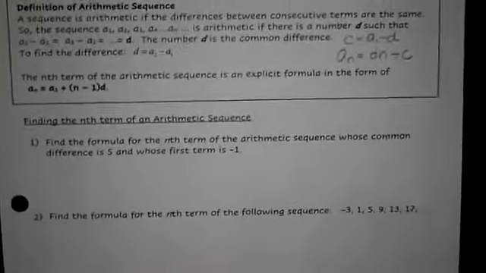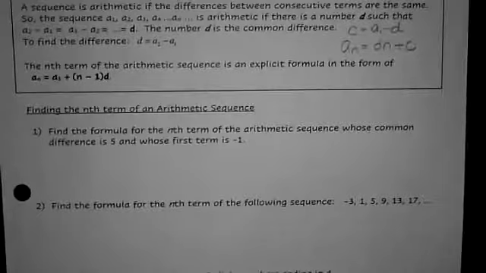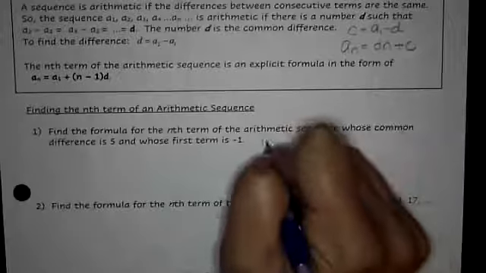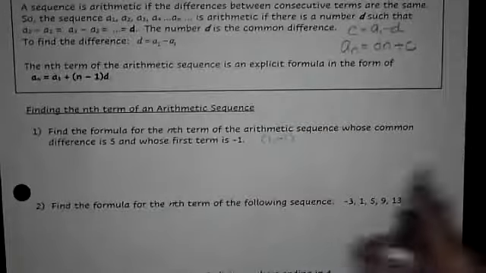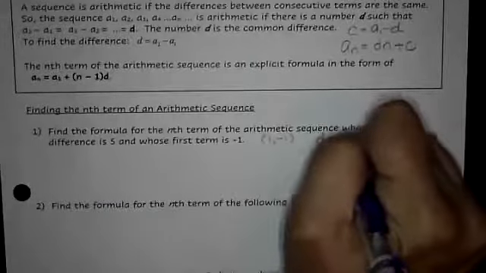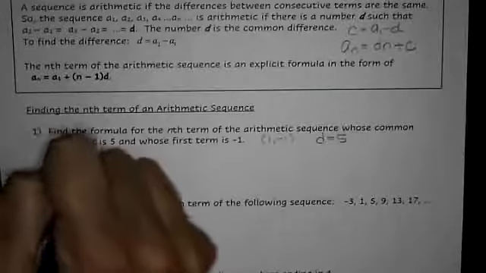All right, so let's talk about these terms now. It says find the formula for the nth term of the arithmetic sequence whose common difference is 5 and whose first term is -1. So our first term is -1. So it's giving us this point right here, and it's telling us that our common difference is 5. So then we know D is equal to 5. So we're going to go ahead and write the formula, and we will write it with both of them. So we'll start with the formula they just gave us here.